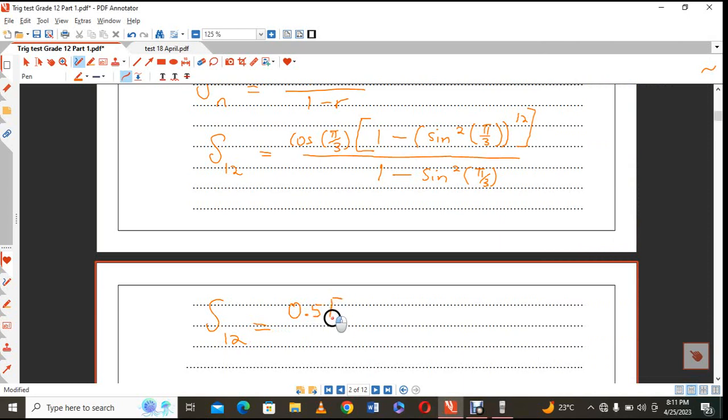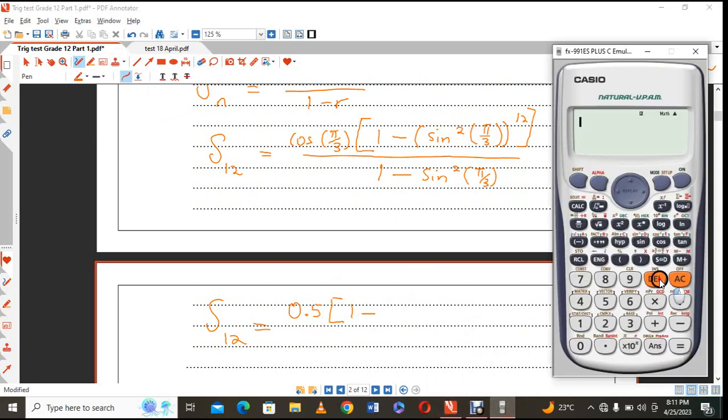And then I'm going to bring in my bracket. So that's 1 minus. I'm going to show you exactly how to do the square ones. So now I'm going to look at this one here. I'm going to come to my calculator and I have got sine. Perhaps I put the whole thing in brackets. I say sine of pi over 3, close the bracket. The whole thing should be squared. So that's how you can represent that.